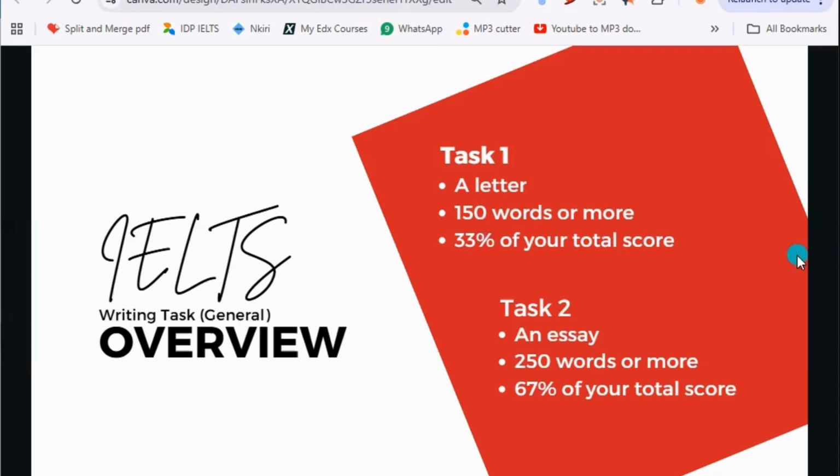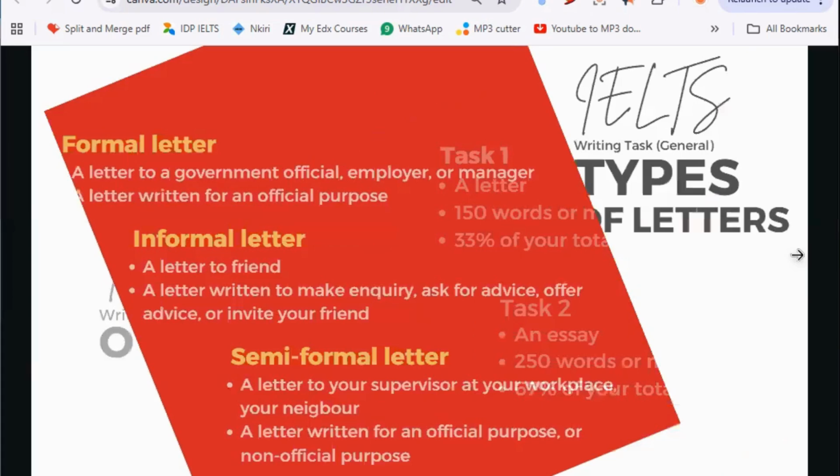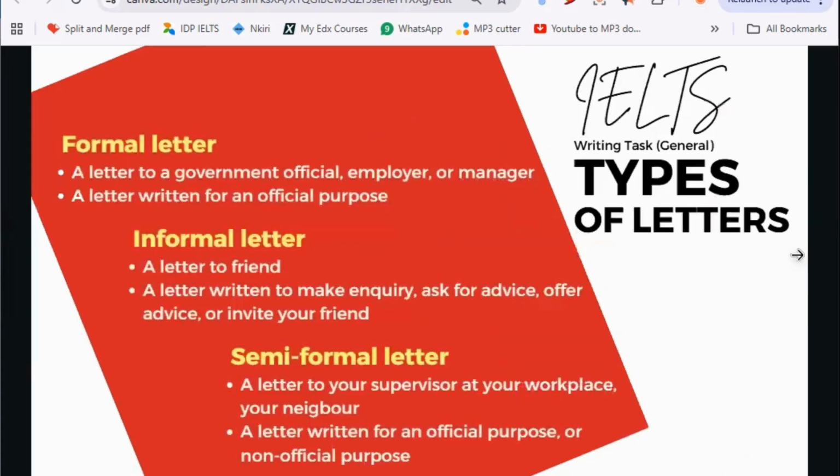That's very, very important. When it comes to letter writing, you need to understand that there are different types of letters. There are three major types of letters that you will probably come across. They can give you any of these three types. The first one is called formal letter. The second one is called informal letter. And the third one is called semi-formal letter.